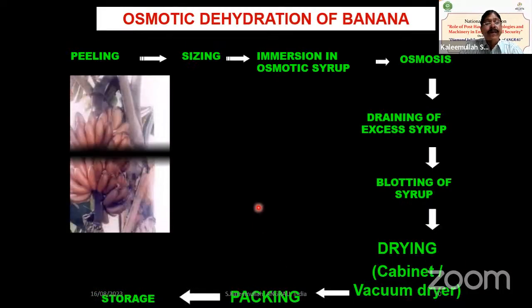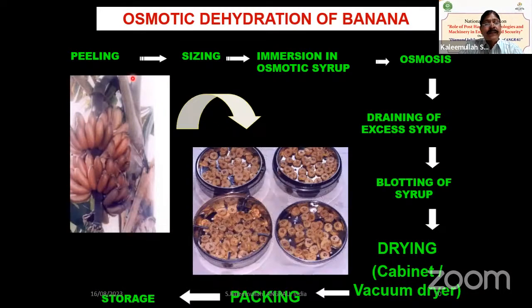And the other one is the osmotic dehydration. Sometimes these bananas are available abundantly, but you cannot consume all the bananas at a time, and it will be wasted. In such a case, what you can do is the osmotic treatment. You can keep it for a longer period.